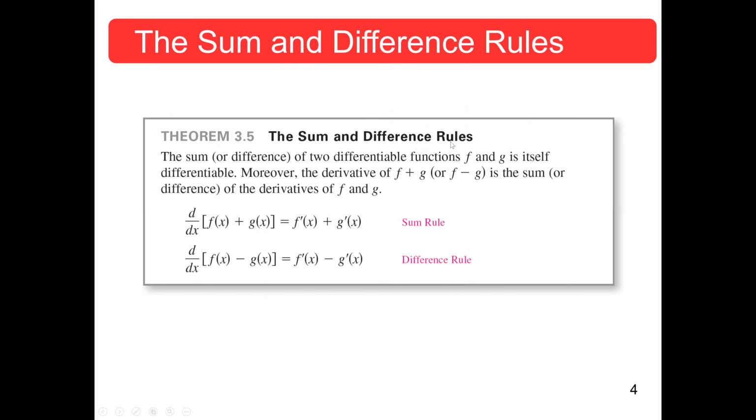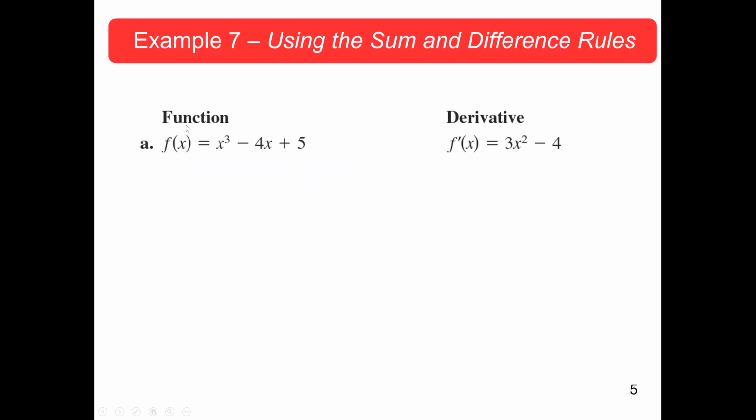So the sum and difference rules. For example, if we have a function f at x plus g at x, the derivative of it will be the derivative of f at x plus the derivative of g at x. With the difference, f at x minus g at x is equal to the derivative of f at x minus the derivative of g at x. So let's see an example here.